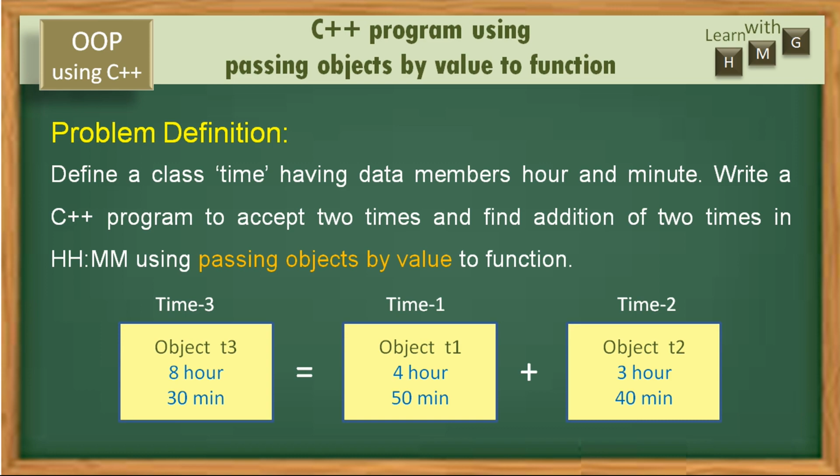So 4 hours plus 3 hours is 7 hours, plus 1 hour which will be extracted from the minutes, that is 50 plus 40 minutes will be 90 minutes, and 90 minutes will be split into 1 hour and 30 minutes, and that 1 hour is added into the hour values, that is 4 plus 3 plus 1, that is 8 hours, and the remaining 30 minutes will be there. So the total time will be 8 hours and 30 minutes. It is similar to your simple variable operation, sum is equal to NO1 plus NO2. Here instead of NO1 and NO2 we have taken object T1 and object T2, and instead of sum we are considering object T3. So in terms of objects, now we are solving this problem.